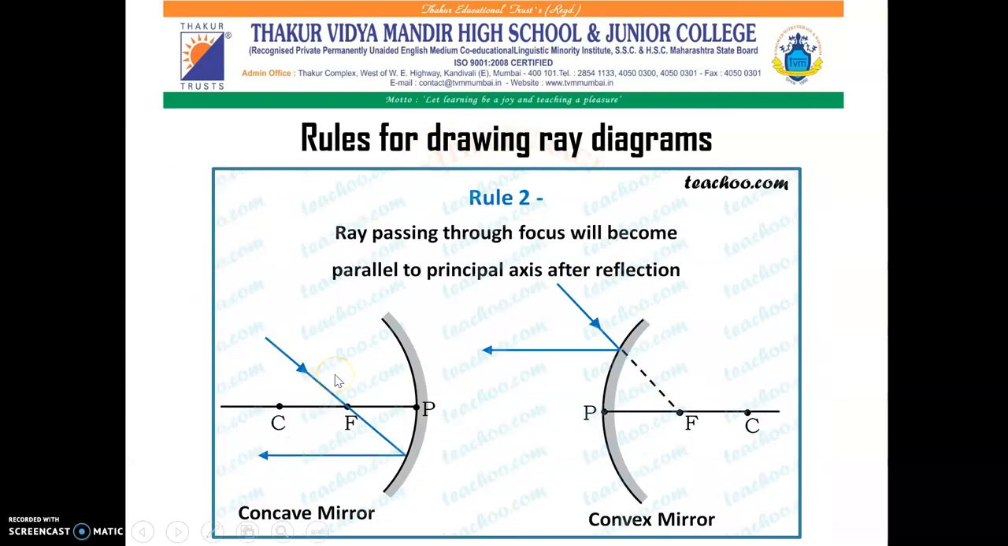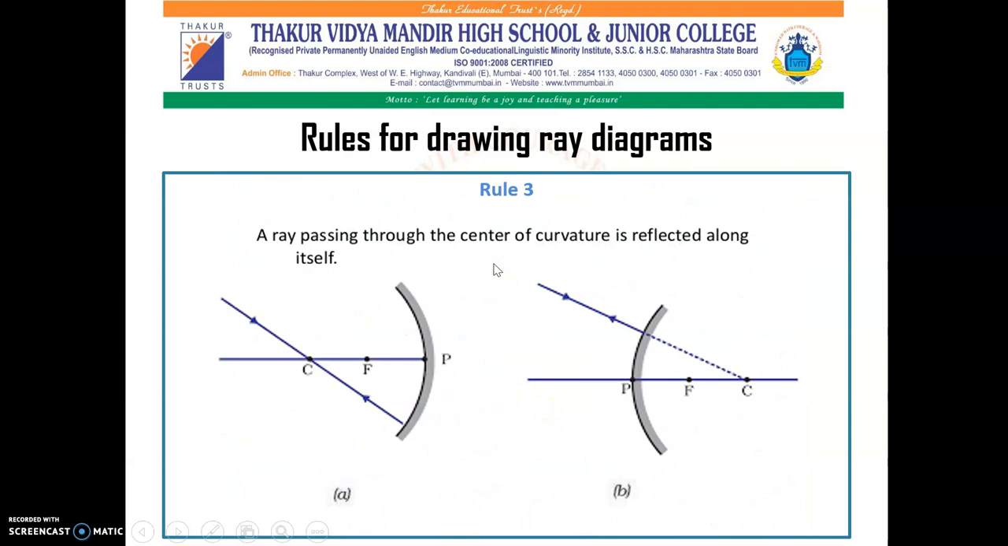Rule number 2. If an incident ray passes through the principal focus of the mirror, then the reflected ray is parallel to the principal axis. This is the incident ray passing through the principal focus and the reflected ray is parallel to the principal axis. Same is the case in convex mirror. This is the incident ray. It appears to be passing from the focal point and you can see the reflected ray is parallel to the principal axis.